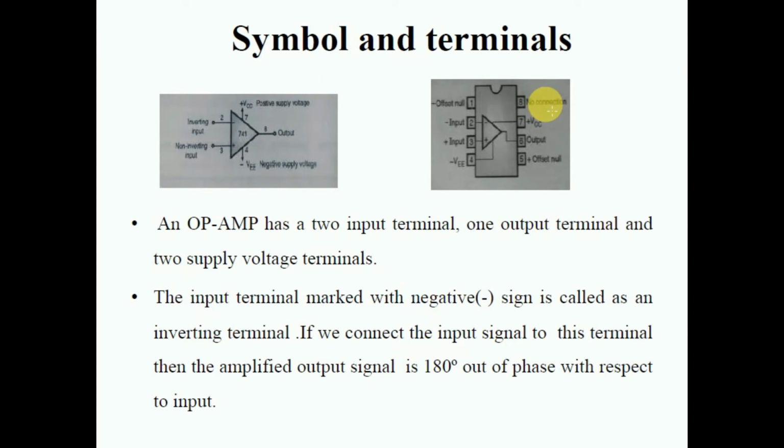Then there is a no-connection pin. There is no significance to this particular pin number 8, but it is there to provide mechanical balance to this IC. This one is the positive supply voltage, this one is the output, and this one is the offset null. So that's all for the IC pin description. After that, we must learn the different parameters of these circuits. So let's go into the parameters.